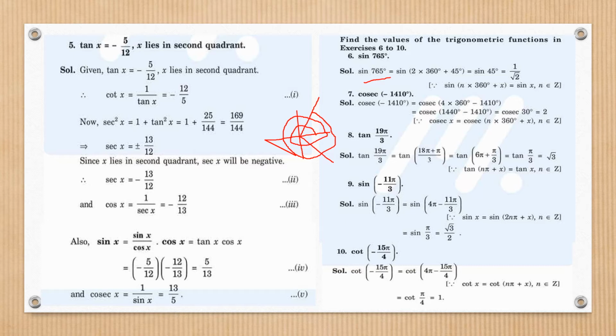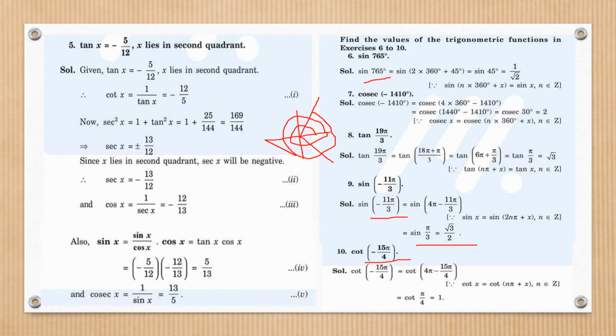Sine minus 11 pi by 3. Either you write it as minus times sine 11 pi by 3 and then change, or you can write it as sine of 4 pi minus 11 pi by 3. That way also this negative sign is balanced. So sine pi by 3 is root 3 by 2, we can get it from here.